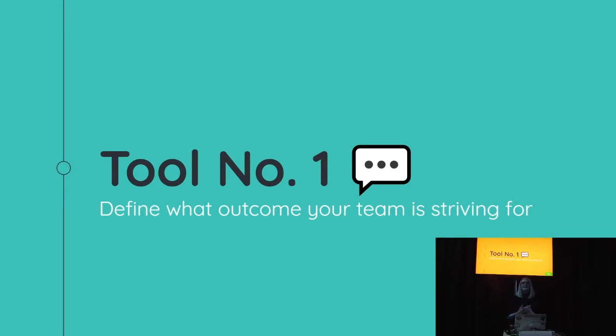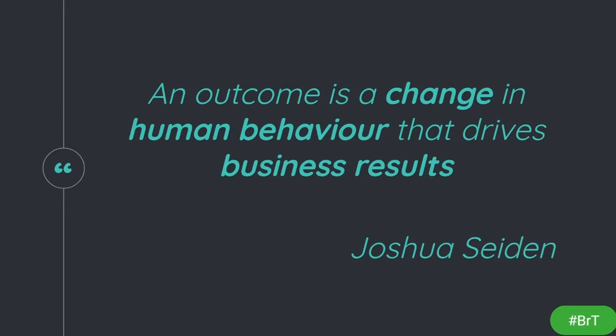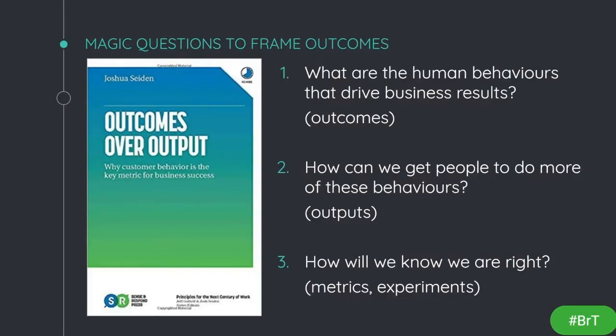So now you're thinking, how do I define those outcomes? Well, let's go back to our definition of what an outcome is. An outcome is a change in human behaviour that drives business results. And luckily, someone called Joshua Seiden has helped us define that with his three magical questions. Has anyone read this book, out of interest? Hands up if anyone has. Okay, massive plot spoiler for everyone. If you don't get this book, I'm going to tell you the best bit about it. The best bit is the three questions that help you to define what an outcome is and what outcomes your team should be striving for.